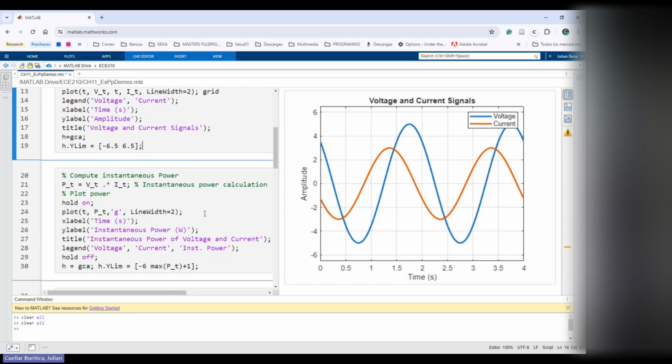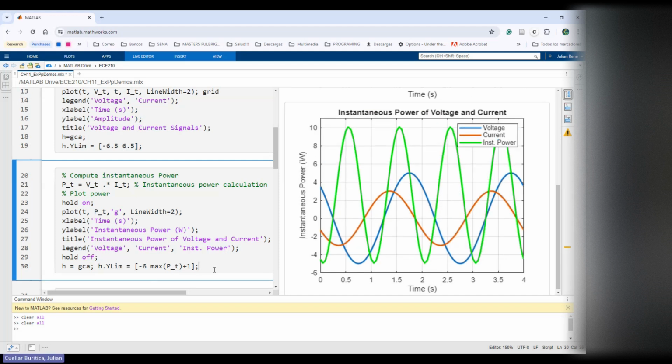Then, if we compute the instantaneous power, check out the formula here. We are going just to multiply the voltage as a function of time and the current as a function of time. This is what we get. Look here, in blue, voltage, in red, our current, and check out how, according to the equation that says 2 times omega, now the angular frequency of the power is 2 times the original angular frequency of our voltage and current. We can check that from here.